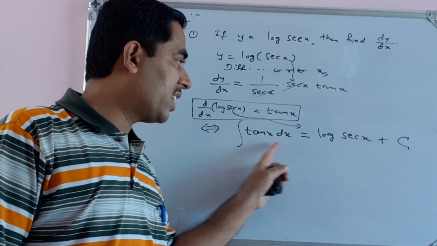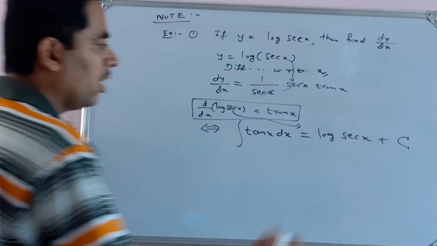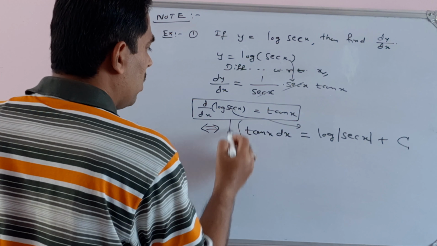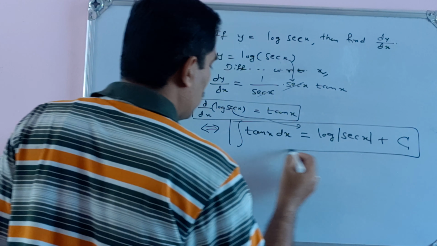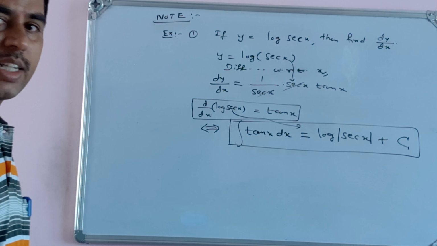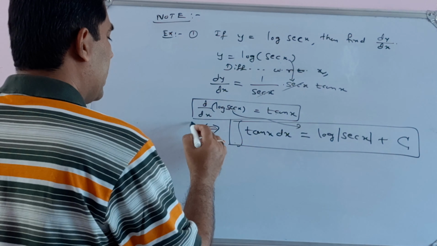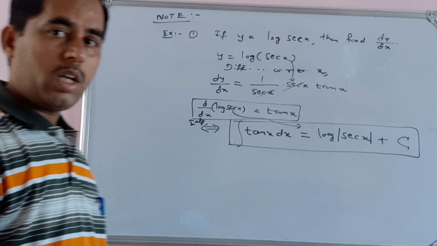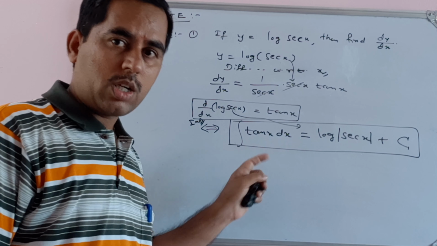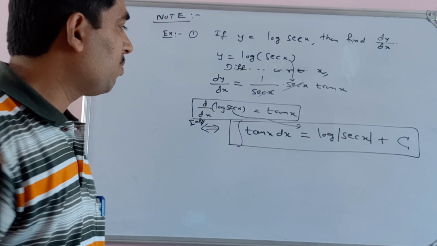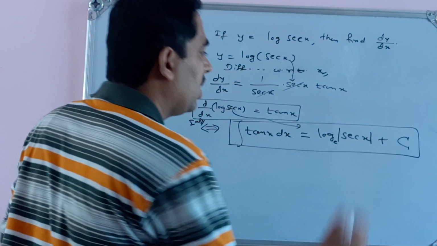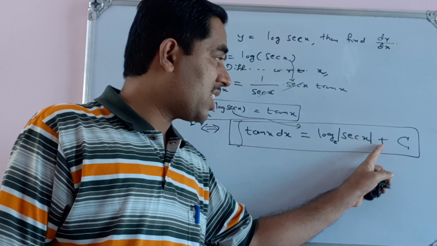See, integration of tan x is log of secant x. Log is always positive, that's why we write the mod sign. This is one of the important results we can note down here. Integration of tan x is log secant x plus constant of integration. Very important result. I hope you can remember it, so add this result to your formula list. The log is base e, log of secant x mod plus constant of integration.